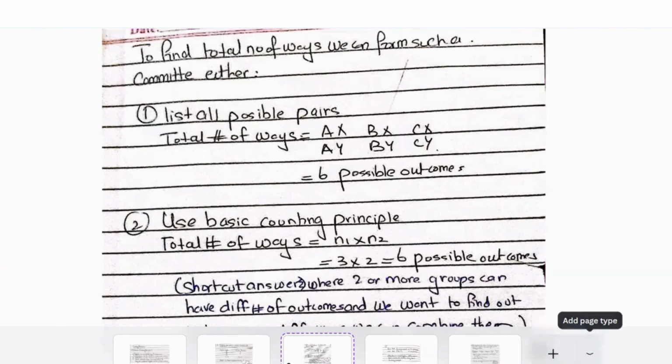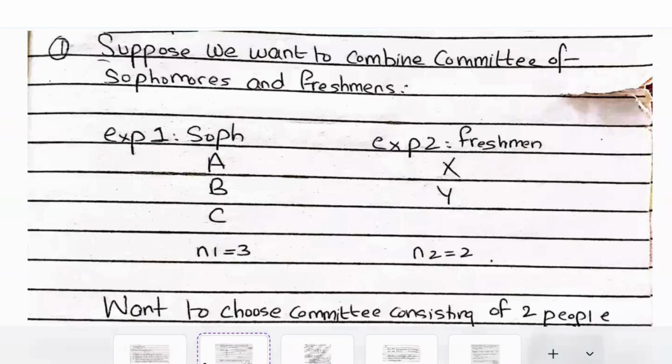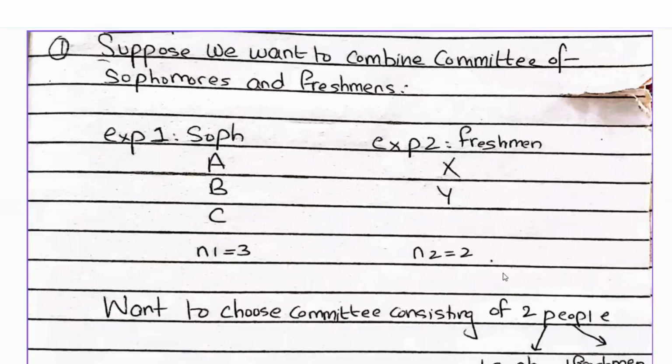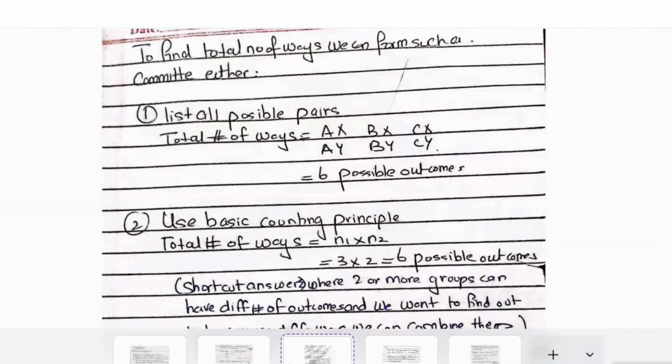The second way, which is a shortcut way, is to use the basic counting principle. We know there are two experiments. The first experiment is that we want to select one sophomore. And the second experiment is that we want to select one freshman. So the total number of ways we can do this together is that we multiply the number of outcomes of the first experiment, which is 3, with the number of outcomes of the second experiment, which is 2. So this would be 6. Right, so we'll get the exact same answer.